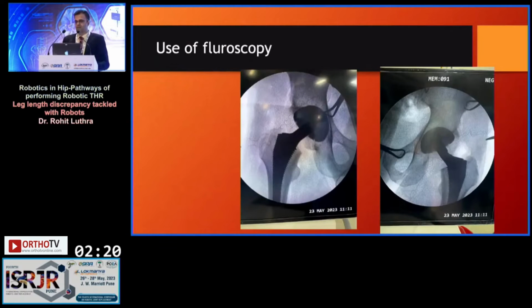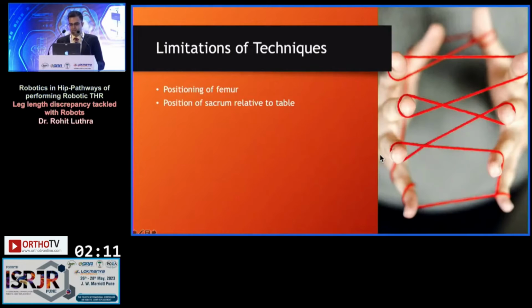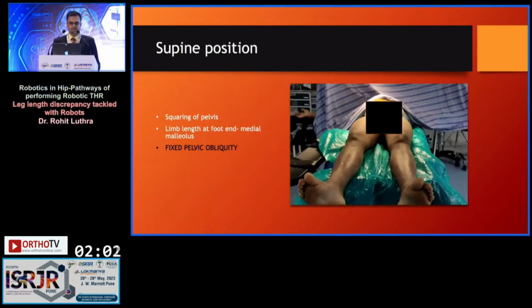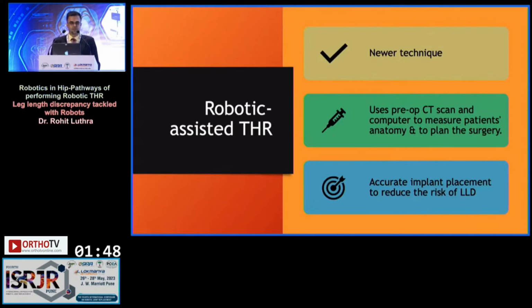Now next, to reduce this further, you can use fluoroscopy, take C-arm shots, and see whether your horizontal offset and vertical offset are equal on both sides if you're doing a bilateral. So these techniques have limitations. The position of the femur, the position of the sacrum, you have to be very calculative and keep on eyeballing. While in supine position, you can go to the foot end, but there's one problem with this: it cannot deal with fixed pelvic obliquity. So this is a problem which cannot be tackled except when you use a robot.